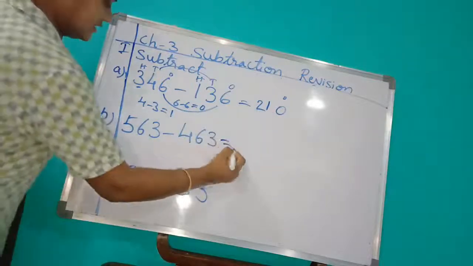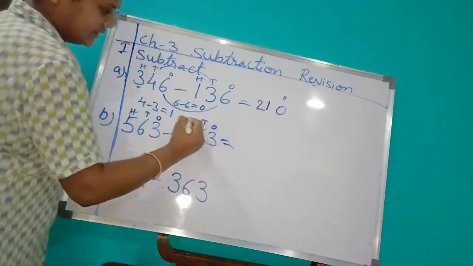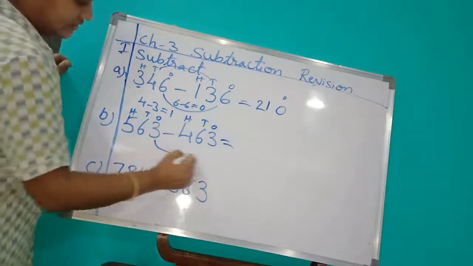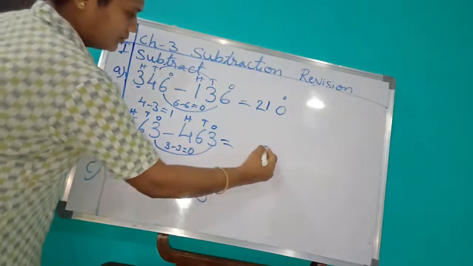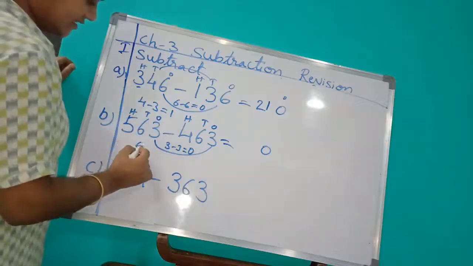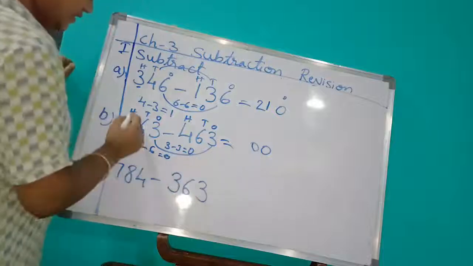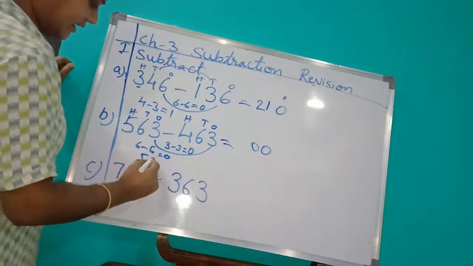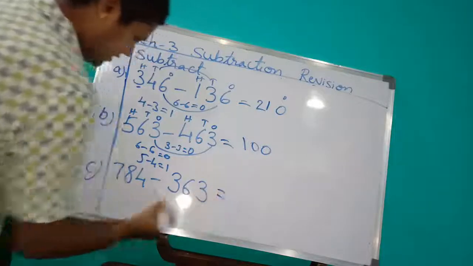Understood? Next here. Ones place, tens place, hundreds place. You should minus this. 3 minus 3, 0. Again, in the tens place, 6 minus 6, 0. Here hundreds place, 5 minus 4, 1. Understood?